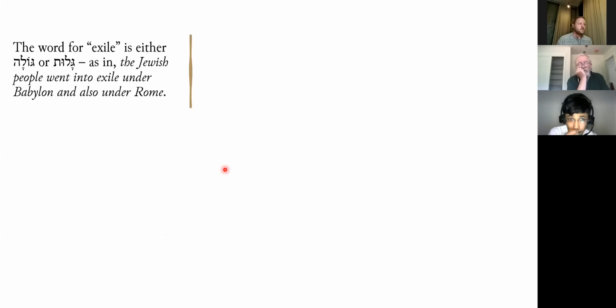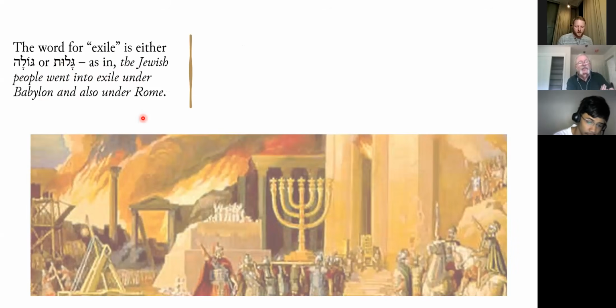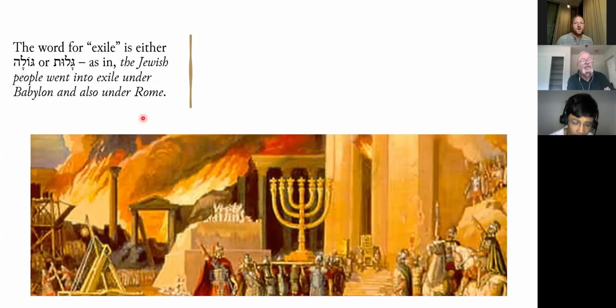First of all, the word for exile is either gola or galut. Both words are used in Jewish literature, and it refers to exile like the Jewish people went into exile under Babylon and also under Rome. Exile, deportation, they were taken away, like we have here in this picture of the Romans burning the temple in Jerusalem and carrying the people away into captivity.